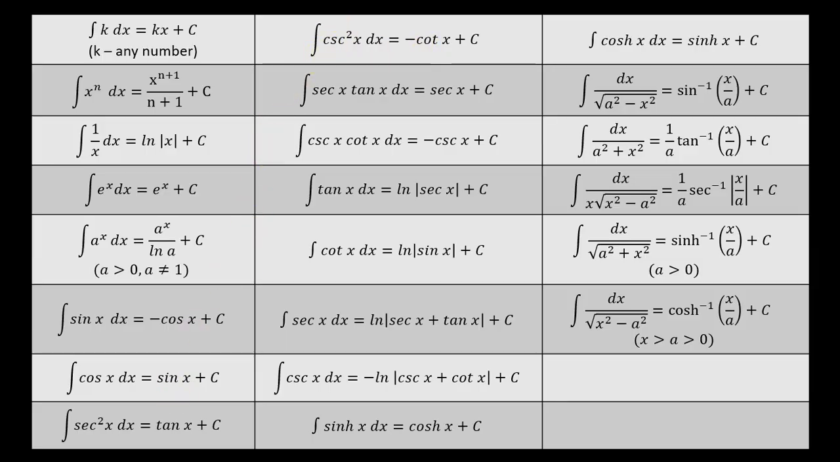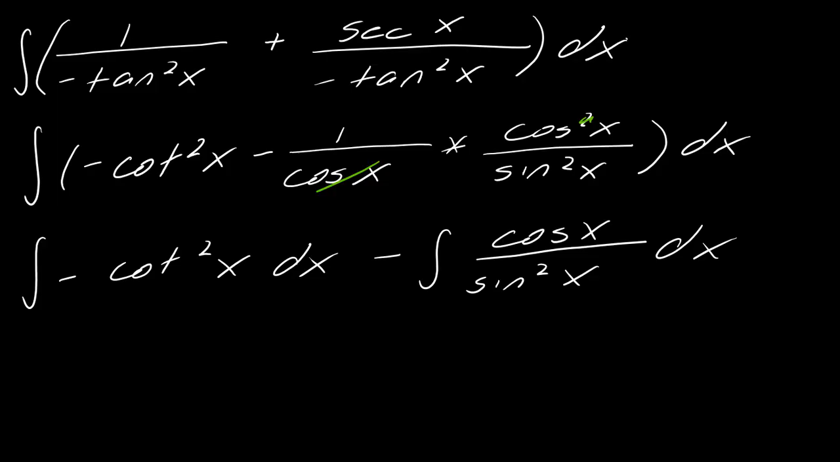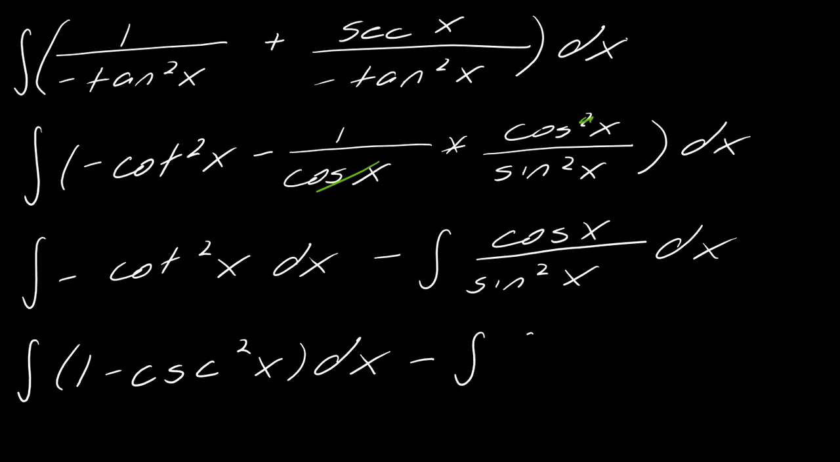but I can totally relate negative cotangent squared x to cosecant squared x. So using a similar property from before, this negative cotangent squared x can be rewritten as 1 minus cosecant squared x. So, okay, this one I can now integrate. And now for this other one, we're going to have to use some substitution to get the job done.